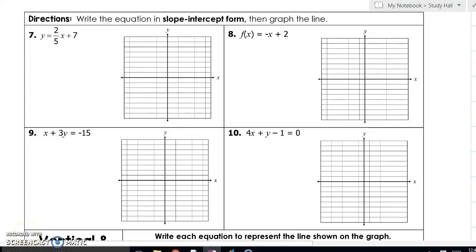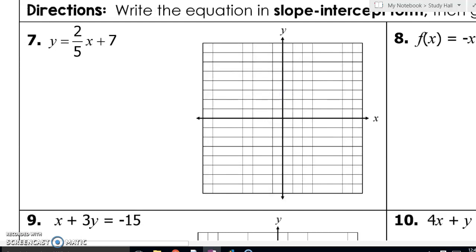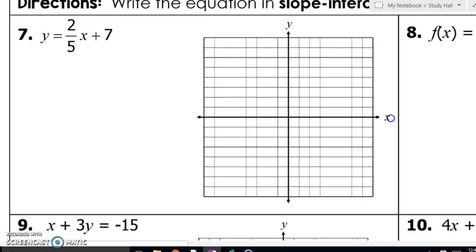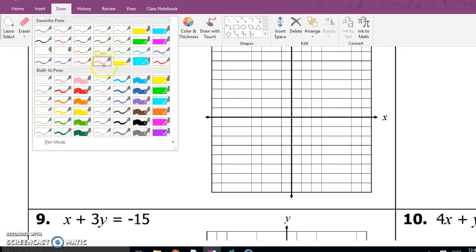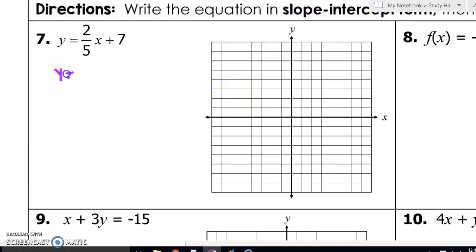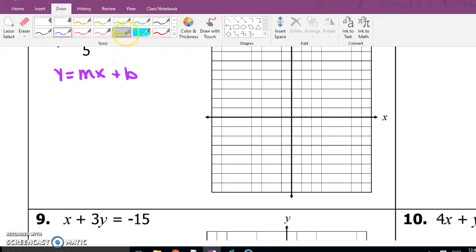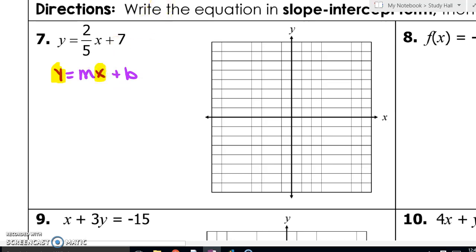Okay, so here's an example of using slope-intercept form. Here we're going to use slope-intercept form to graph. My graph looks a little funky, it's missing some lines, but yours should be fine. So in slope-intercept form, y equals mx plus b. We always have a y, we always have an x, and m is slope, whatever that number may be, and b is always your y-intercept.